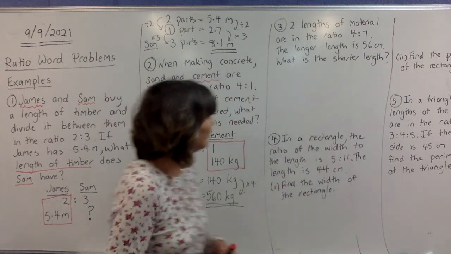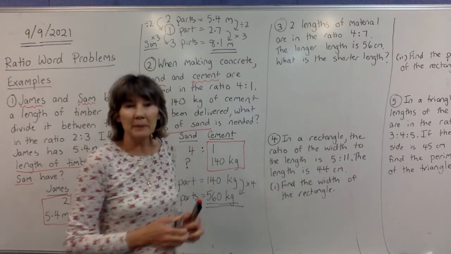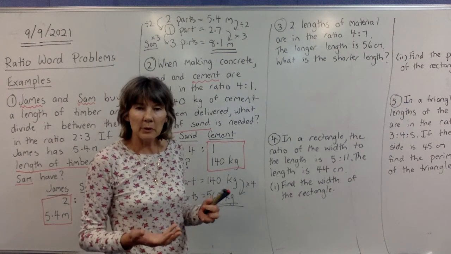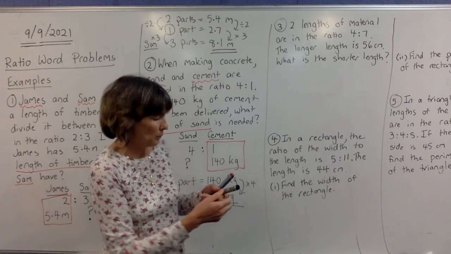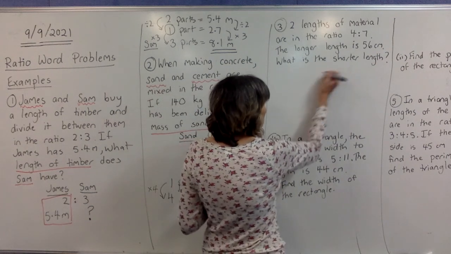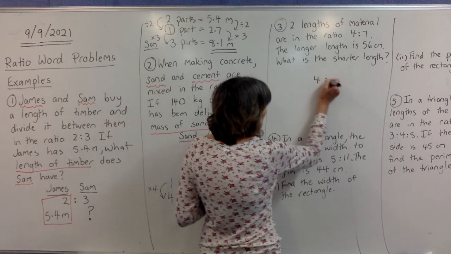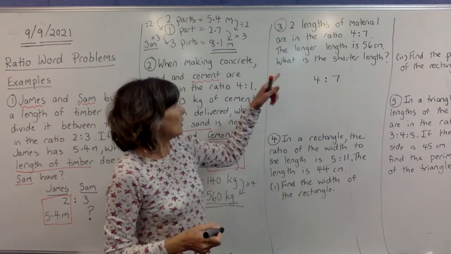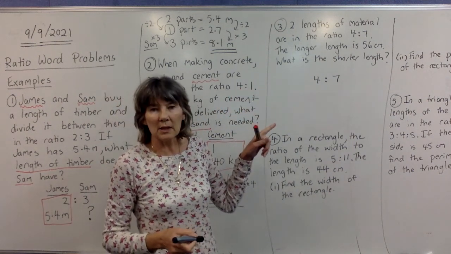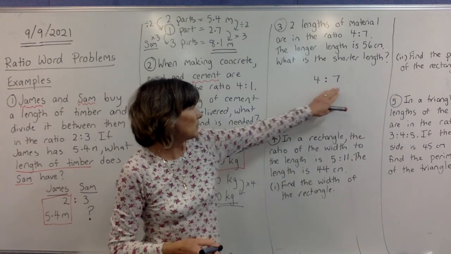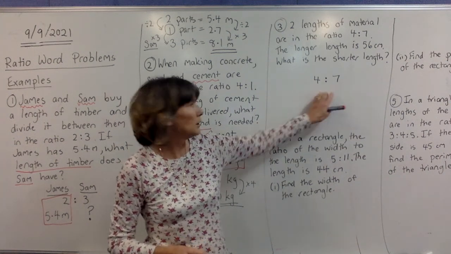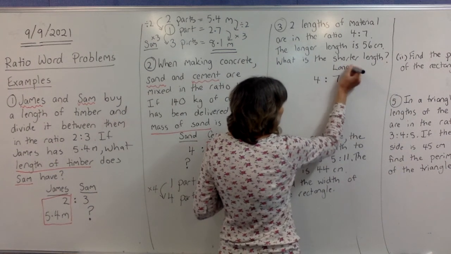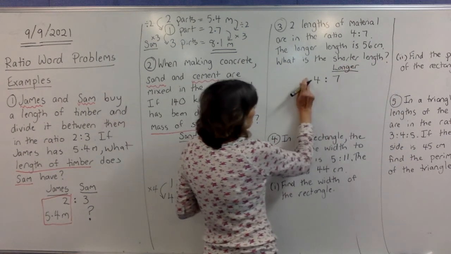Okay, number 3. We have 2 lengths of material in the ratio of 4 to 7. Now it's a bit hard with this one because there's not 2 headings we can write down. So we'll leave a space for some headings and we'll just write 4 to 7. So we'll see what else they've got to say. They say the longer length is 56 centimetres. Okay, well which one of these is going to be longer? It'll be this one because it's the bigger number. So I'm just going to write longer up top of my heading. So this one will be shorter.